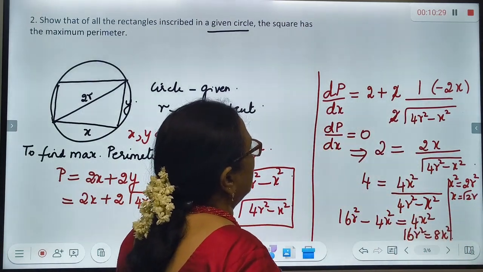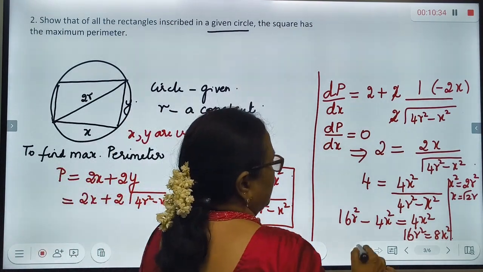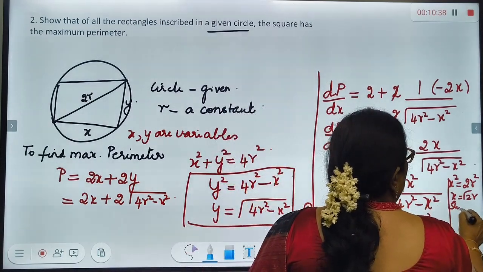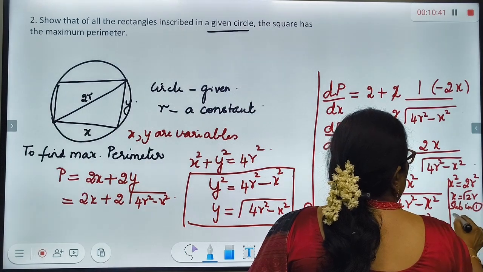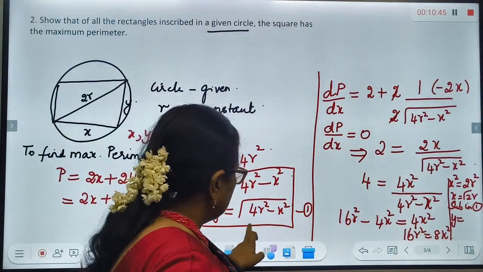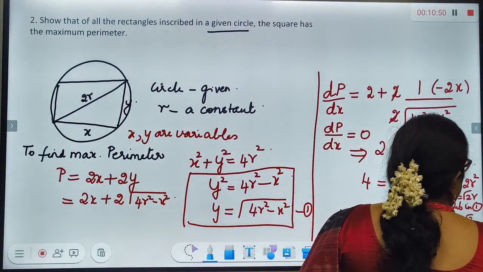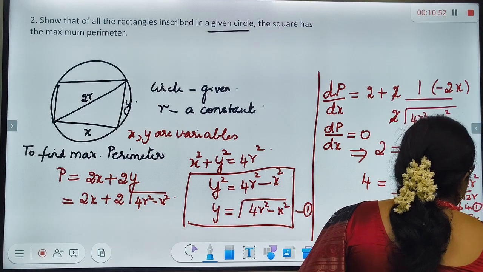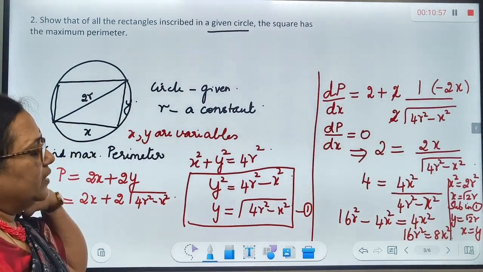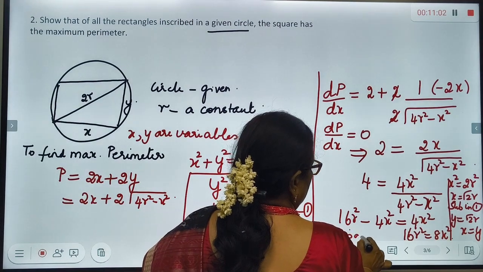If x square is 2r square, what is y square? We know y is root of 4r square minus x square. So substituting in 1, you get y equal to root of 4r square minus 2r square, which is again root of 2r square, which means y is root 2 r. So x is equal to y. So if x is equal to y, then what can you say? It is a square. Therefore, it has to be a square.